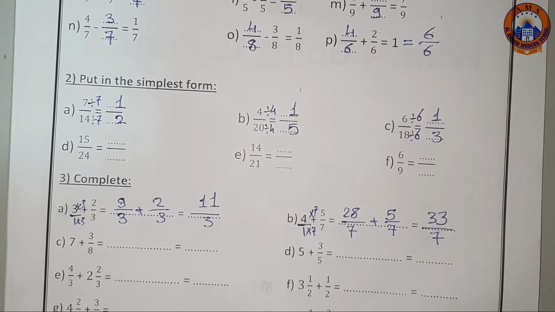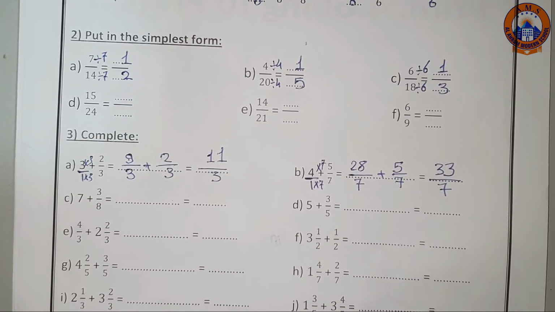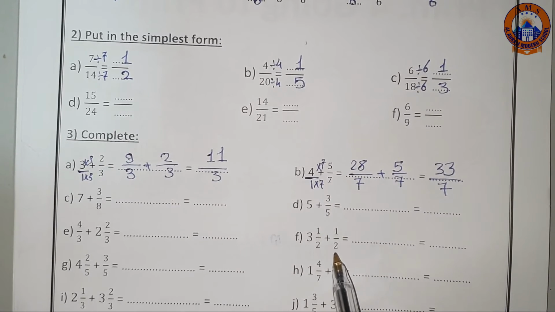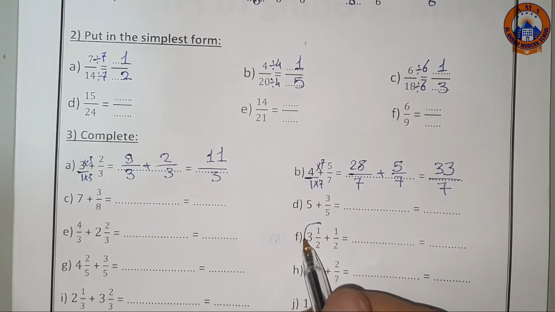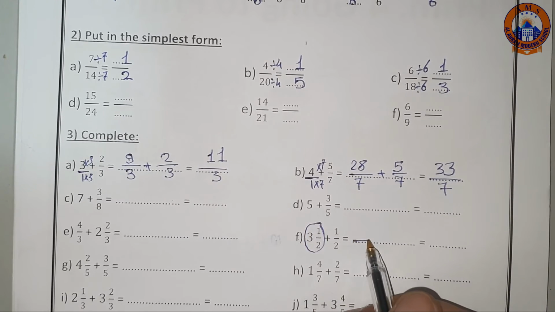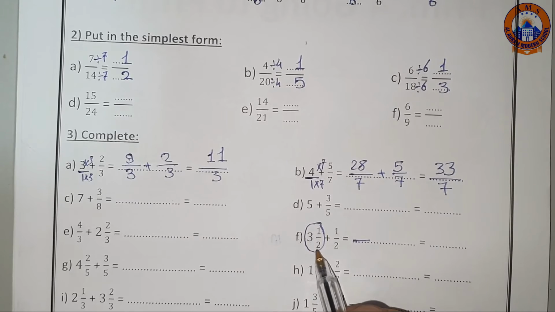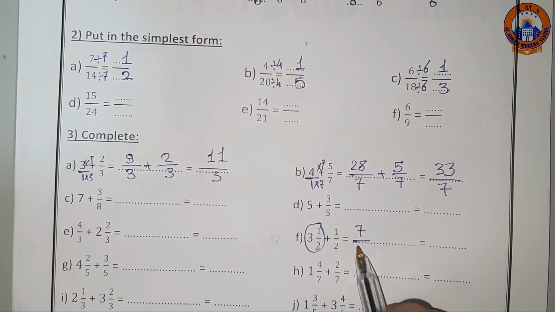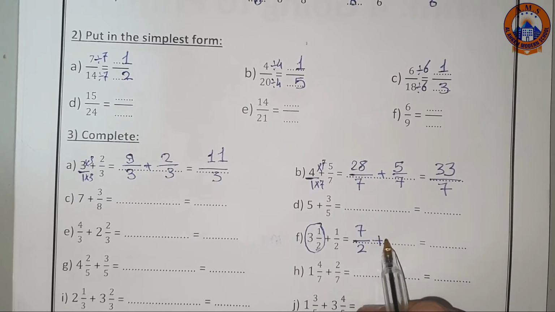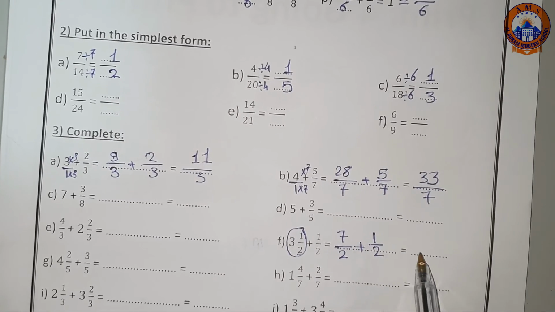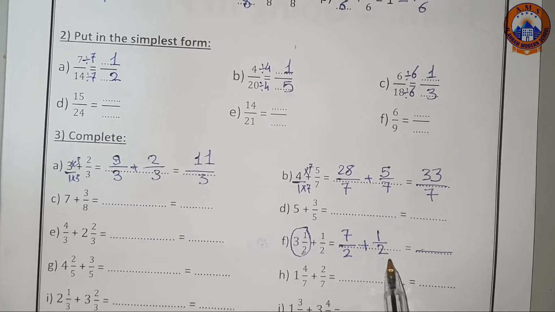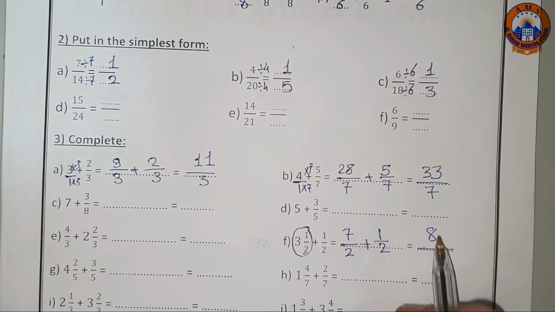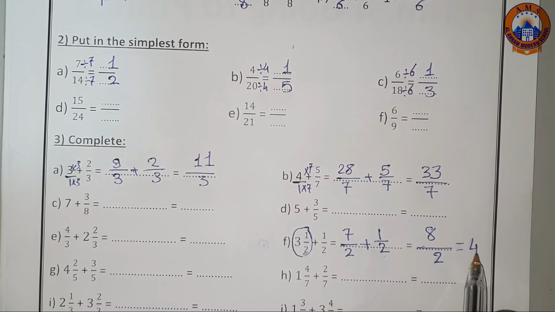Let's solve another one with a different idea, like number F. We have 3 and a half plus another half, so I'm gonna transform this mixed number into an improper fraction. So 3 by 2 equals 6, plus 1, it's 7, and we have the denominator 2. Add it to the half. Both of the two fractions contain denominator 2, so the answer will contain denominator 2, and 7 plus 1 equals 8, and 8 divided by 2 equals 4.